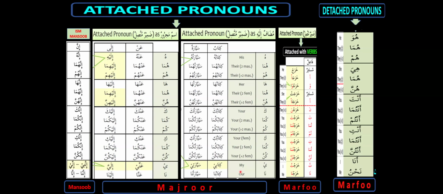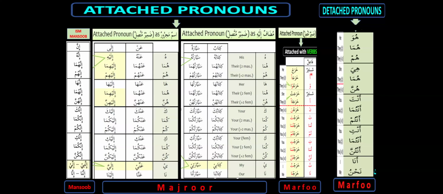But can I say Laysi? No, I can't say Laysi. I have to pick the pronoun from this list. I will say lastu bi talibin or lastu taliban. Lastu means I am not. So I will pick the pronoun from this list. Which is this list? This is the list of the pronouns for your ease, inshallah. These are the pronouns which we attach with the verb.